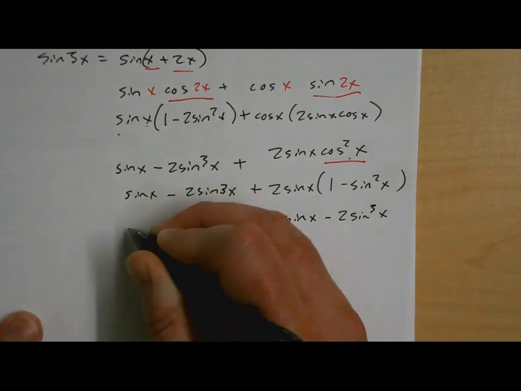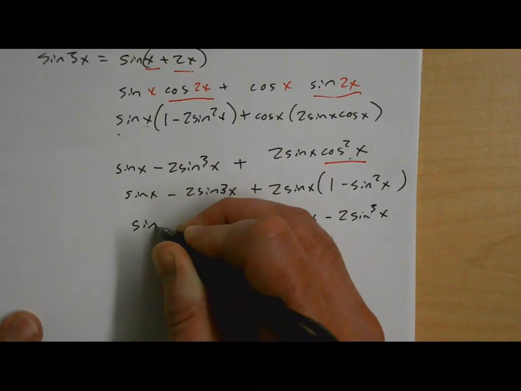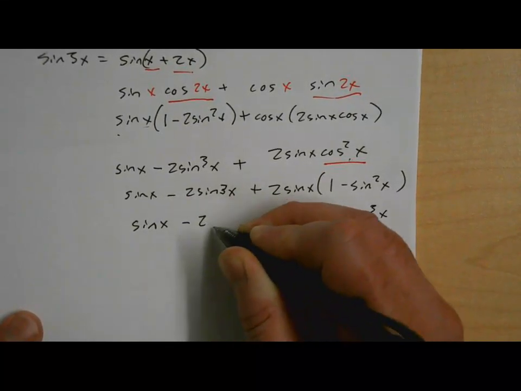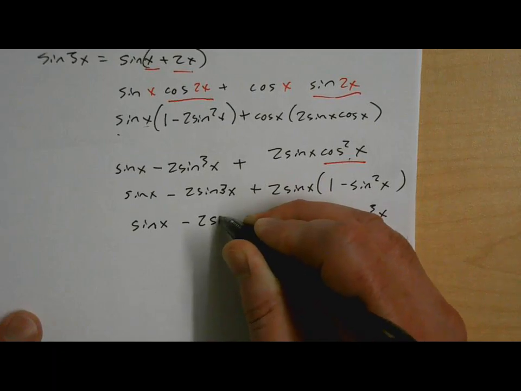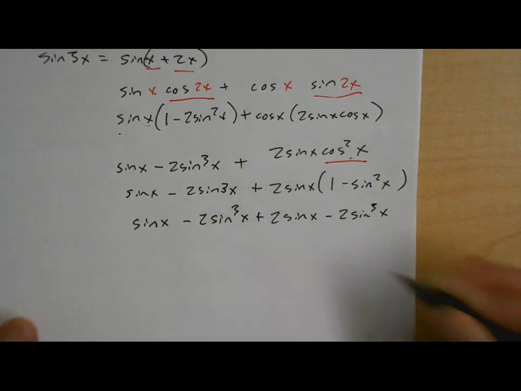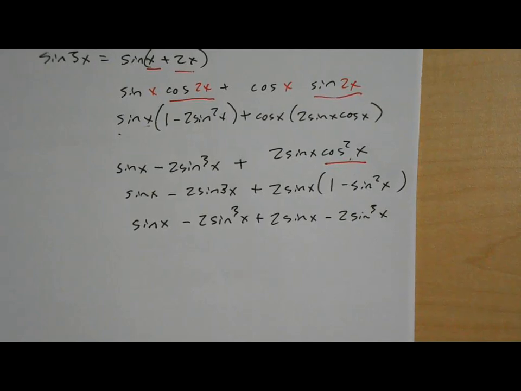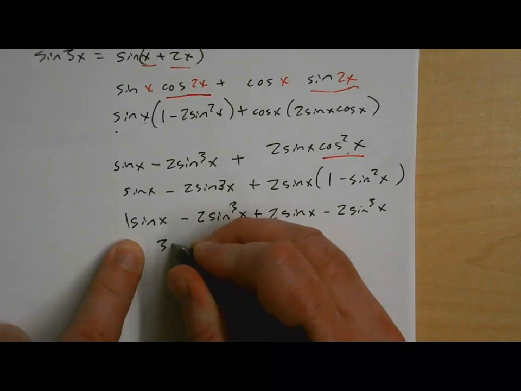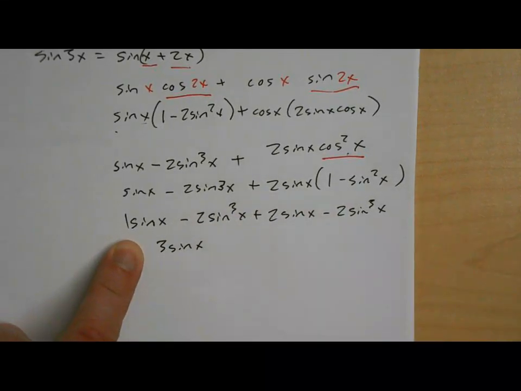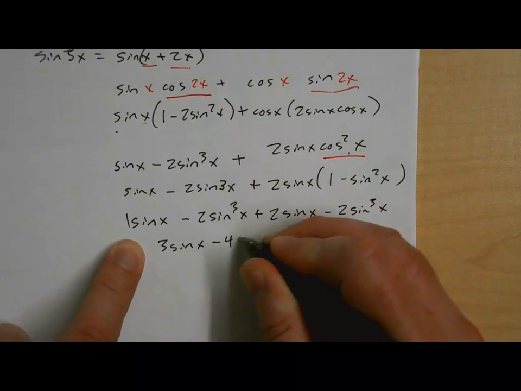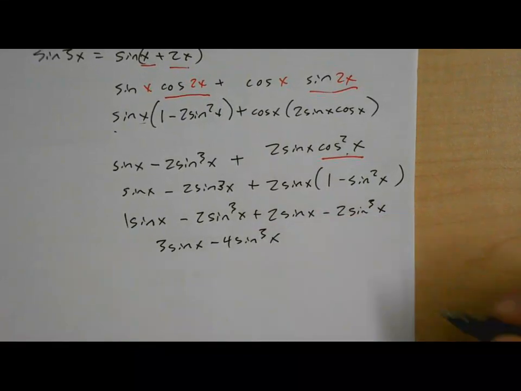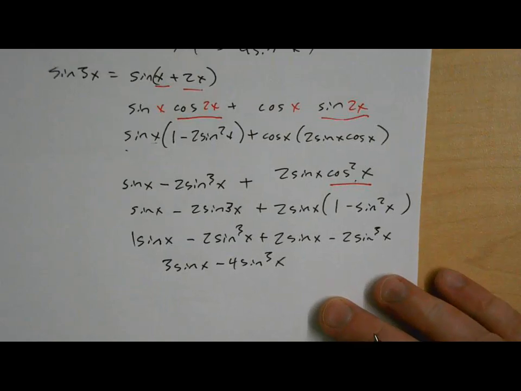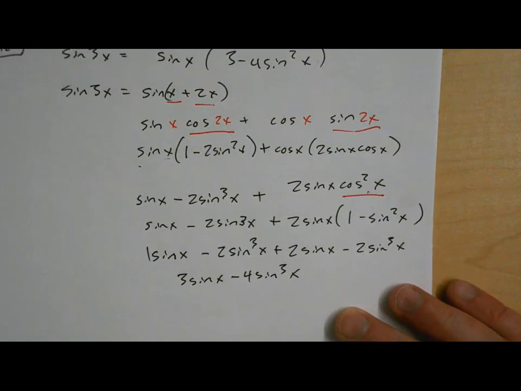And that gives us a whole bunch of like terms, and hopefully things will combine to get us the coefficients that we want. So there's one of those, two of them here, so 3 sine x, and then minus 4 sine cubed x. Yeah, I think that'll work. From there, I see factor out a sine, and we got what we're looking for.